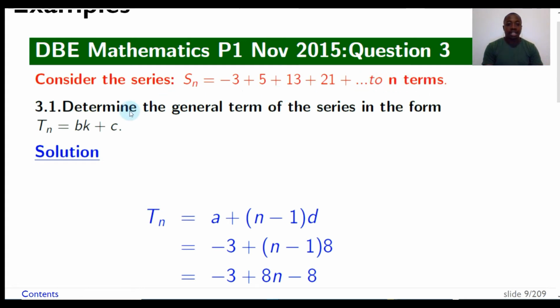Now, the first question says, determine the general term of the series in the form Tn = bk + c. Now, let's start by understanding the questions. This is where most go wrong. We need to understand the question that we're dealing with. Alright, you see they did not specify whether it's arithmetic or geometric or quadratic. They just say a series. And surely it is a series because we are seeing a summation of terms here.